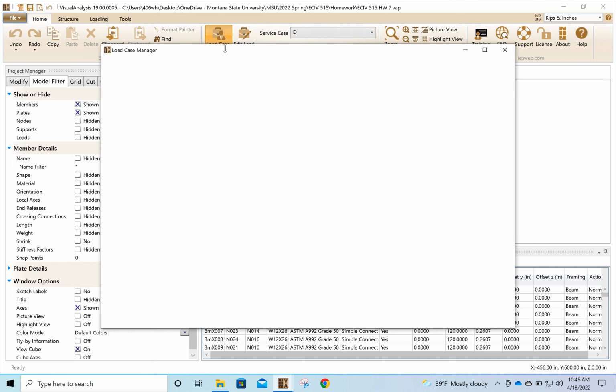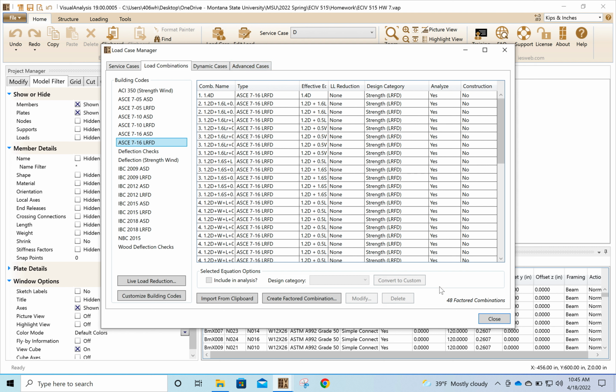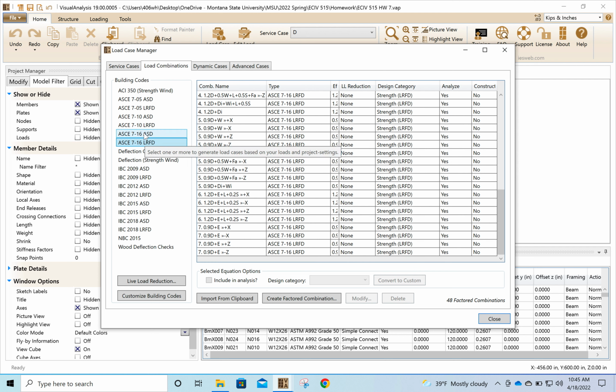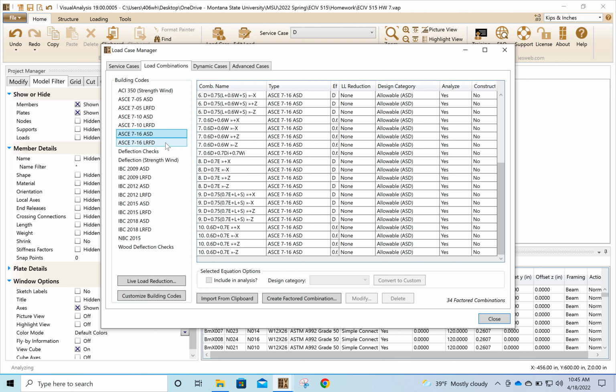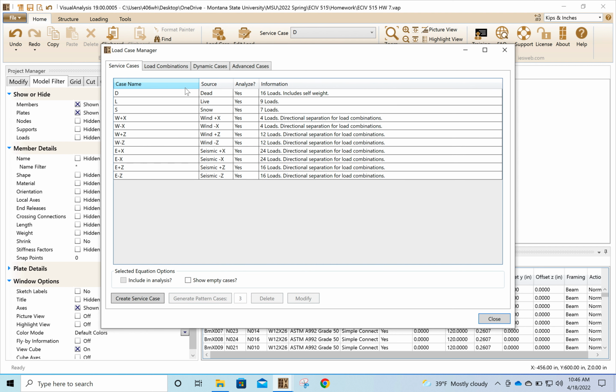So if you go to load case manager, currently, if you look down in the bottom right hand corner, there's 48 factored combinations that are trying to be run, right? And these are generated based on selecting, say, LRFD or ASD, right? If we were looking for service level wind, we're going to be looking at these 0.6 wind cases or something like that. If we go to service cases, service cases is kind of misleading because in reality, these are strength level, right? The wind load and seismic loads are strength level.